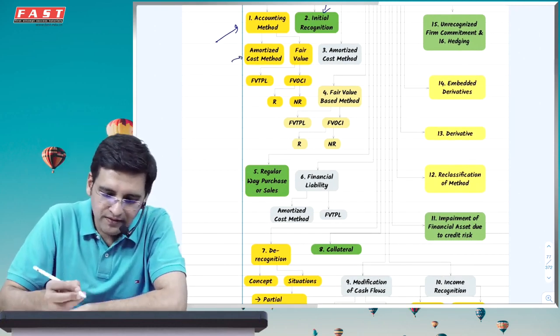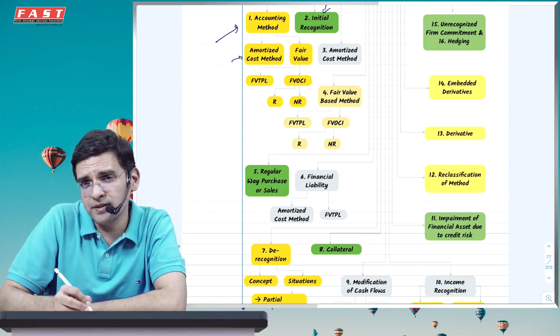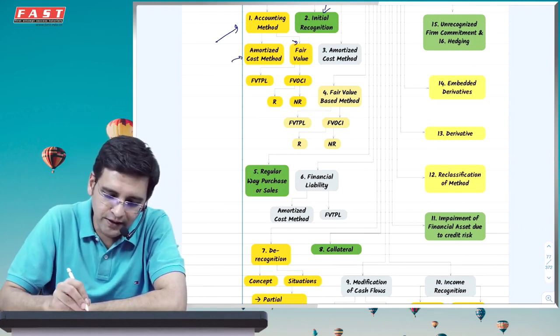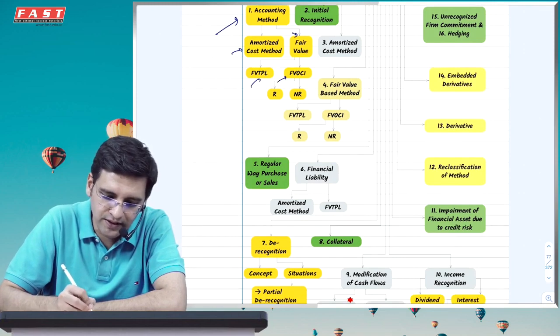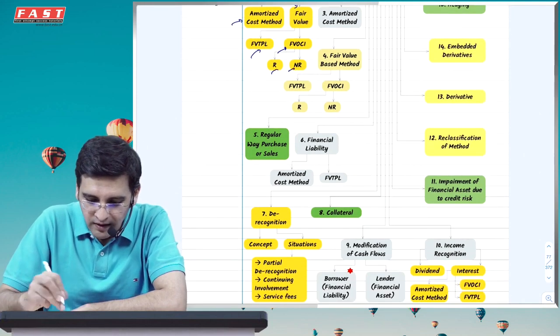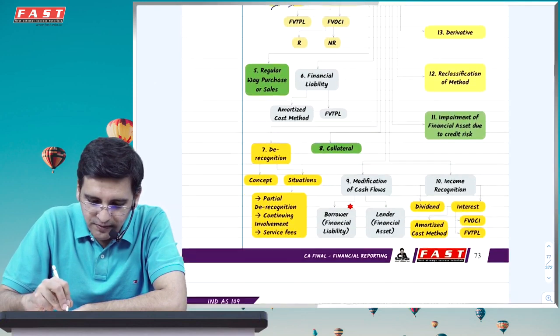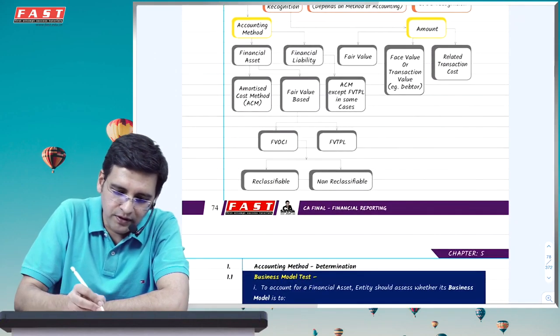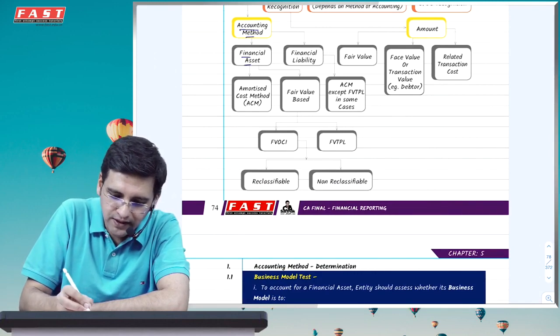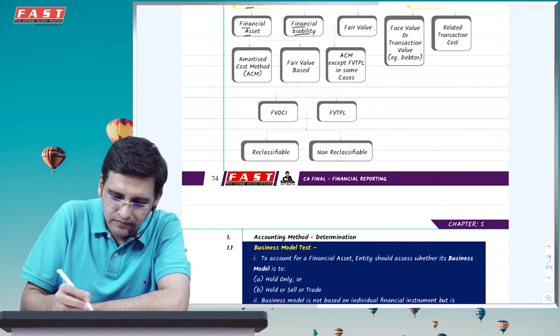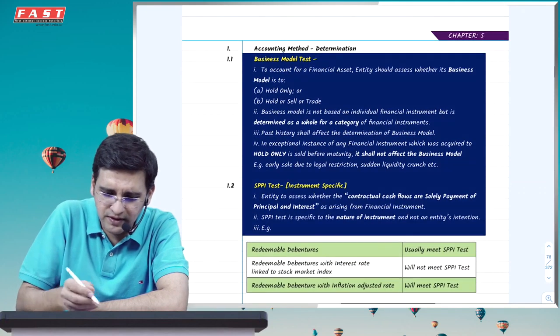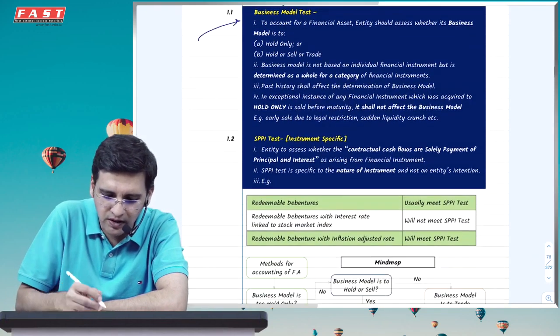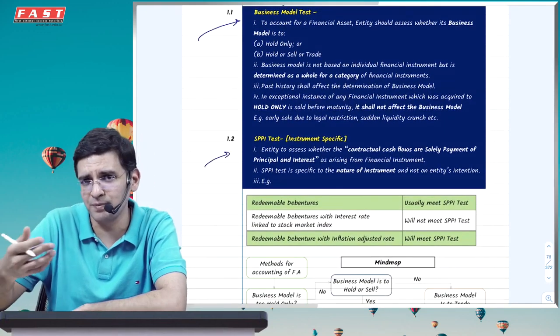There are primarily two methods. One is the cost-based approach, which is known as the amortized cost method. And for fair value, you have basically two methods, FVTPL and FVOCI, which is R or NR. Now, when we talk about which of these methods to be used, Ind AS 109 says that the choice of method for a financial asset or a financial liability depends on two things: the business model test and the SPPI test, which I just told you is explained here.